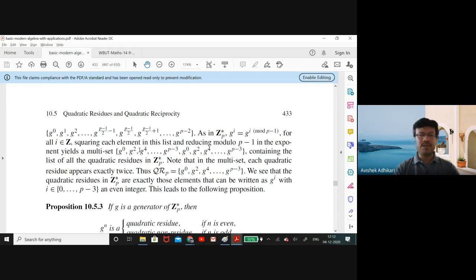So every two elements will go to a single element because you are basically squaring every element of this set. So this contains a list of all quadratic residues modulo P.